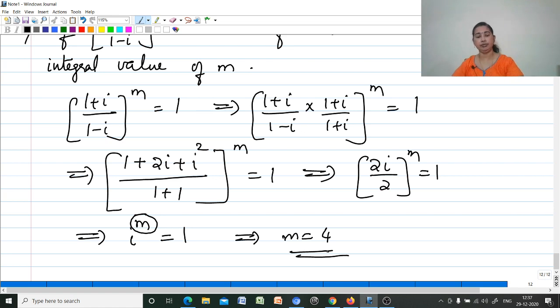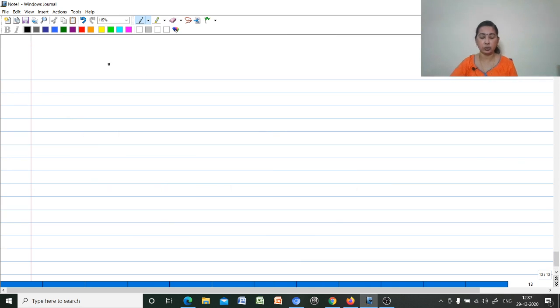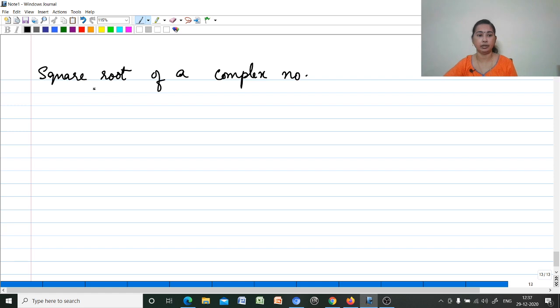So that is all from that miscellaneous exercise, but we have a few more things to study, that is square root. This comes in the supplementary material, a very important part: square root of a complex number. How to find the square root of a complex number? So we'll discuss that.